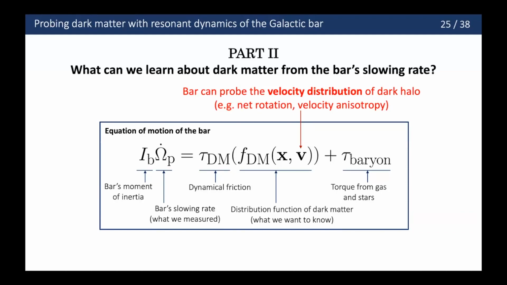So to constrain the distribution function of dark matter from dynamical friction, I first need to understand how dynamical friction depends on the distribution function. So for the rest of my talk, I'll be talking about how to model dynamical friction.